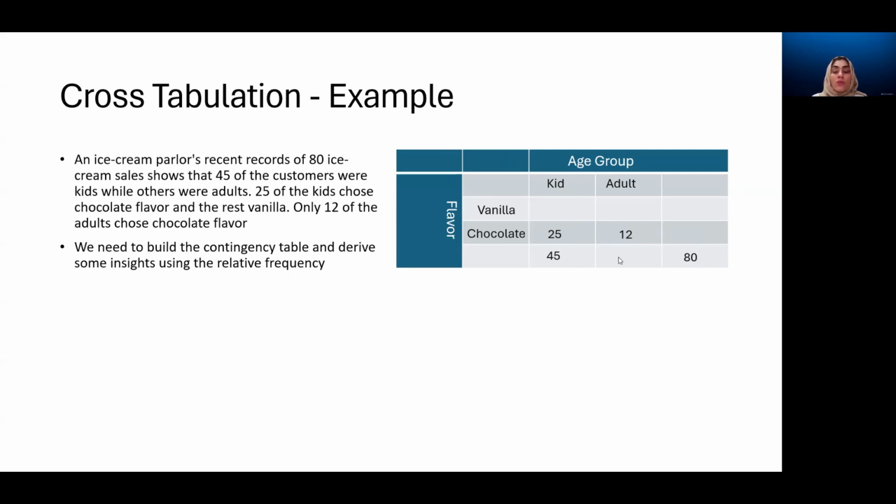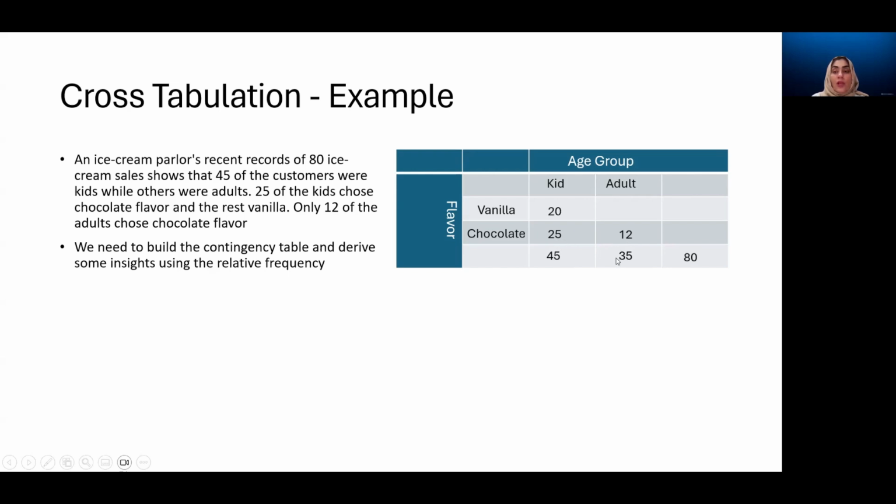We know that when these two values are added together, we get this total. So we can easily calculate this cell, which is 35, by subtracting 45 from 80. So we get this as 35, which is the count of the total number of adults in the records that we're looking at. So we get 35 over here. Now it is easy to calculate the rest of the values.